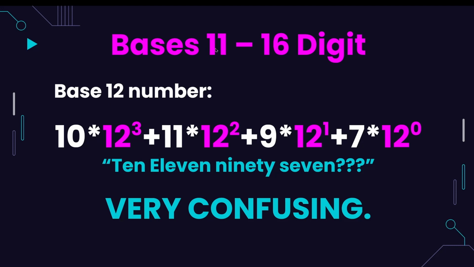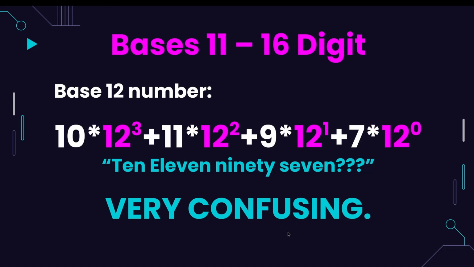And from bases 11 to 16, there are digits that exceed 10. And that might sound very confusing. So let's say we have a base 12 number that's expressed like this when we try to convert it to base 10. Then this number will be read as 10 11 9 7, or 10 11 9 7 base 12. That is very confusing because 10 and 11, we are not used to those numbers being digits.